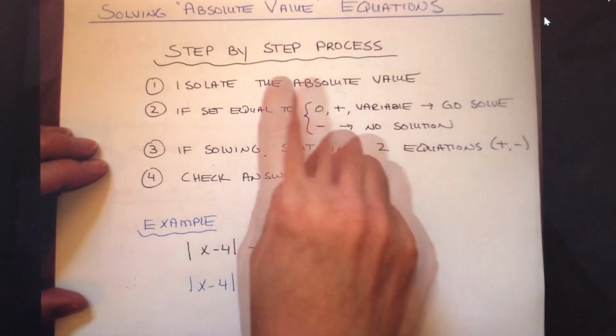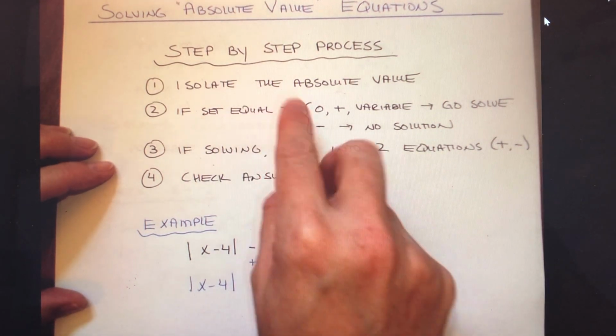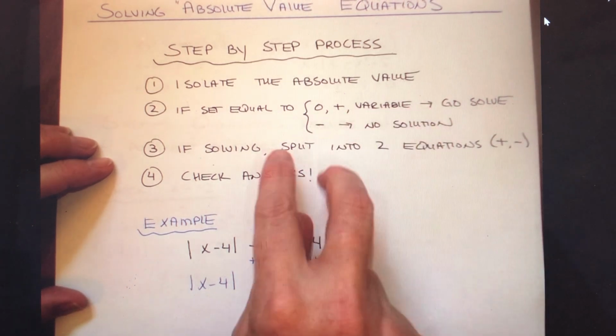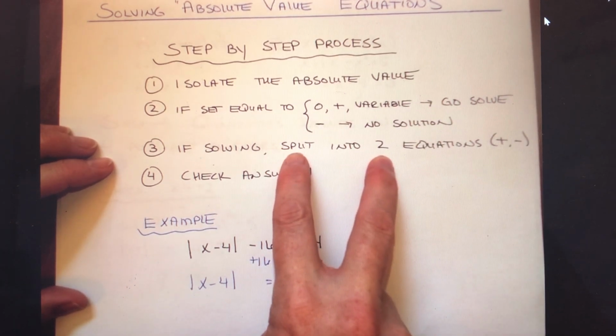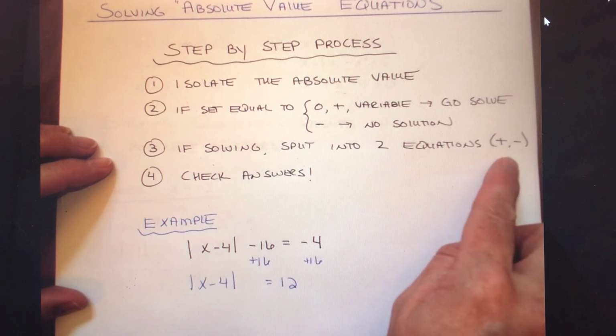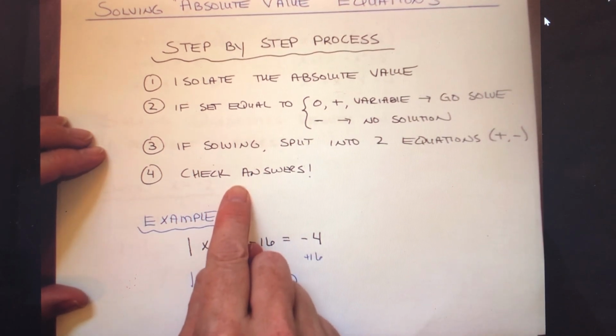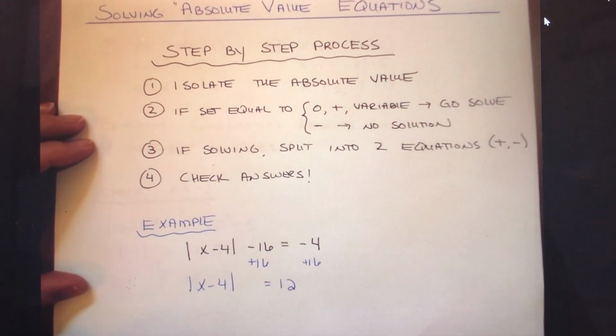So just again, remember when you're doing these absolute value equations, it's a process, step by step. You need to isolate the absolute value first, then see which case you have. And if you have this case above, you need to split it into two different equations, both the positive and negative cases. And then most importantly, don't forget to check your answers when you're done, so you can get all of those problems correct.